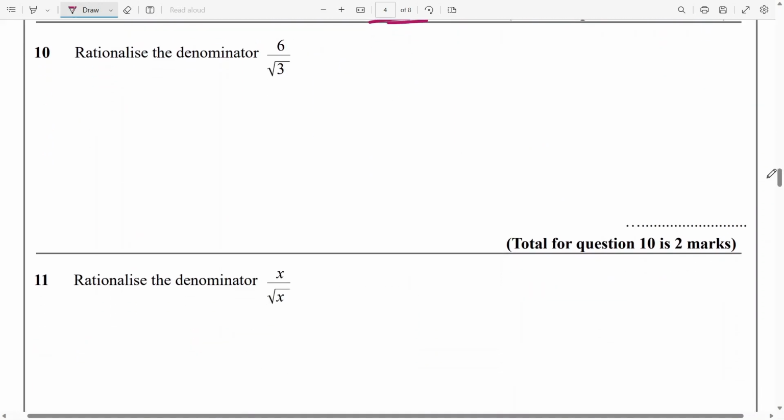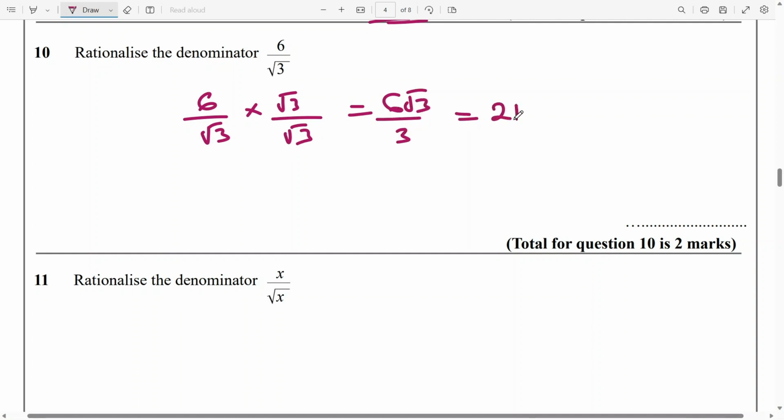So now we need to rationalize this. All we need to do is to multiply the top and bottom by the denominator. So we have 6 root 3, and I'm going to multiply the top and bottom by root 3. So that's 6 root 3 over 3, which can simplify to 2 root 3.